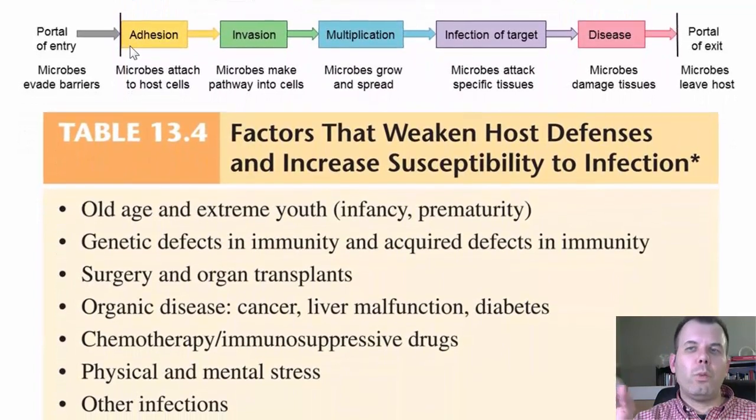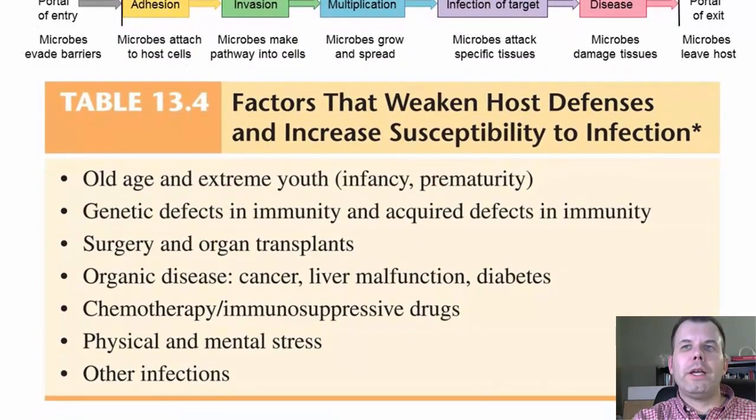Okay? What can weaken our host defenses? Well, old age and extreme youth, and again, we'll talk about this with our immune system, genetic defects in our immunity, and acquired defects, and we'll talk about that in chapter 16. Surgery and organ transplants, because now you're opening up the body and allowing microorganisms to get in. Organic disease like cancer, liver malfunction, diabetes can lead to spread of different things, and diabetes has a very interesting combination with a lot of different diseases, and so we'll look at that with circulation and that stuff.